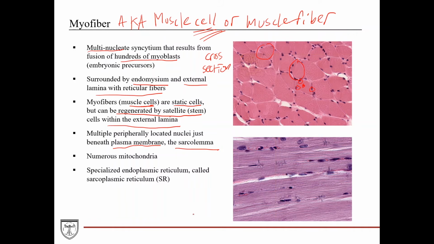So if you look at the longitudinal section here, one thing I'll point out that's kind of obvious is you can easily see the striations on a longitudinal section. Cross section, you can't really see it. So essentially the cross section would be as if you cut through here and then, obviously, looked at it head on. So down here you have the cross section, and then you have multiple peripherally located nuclei. So you can see that here.